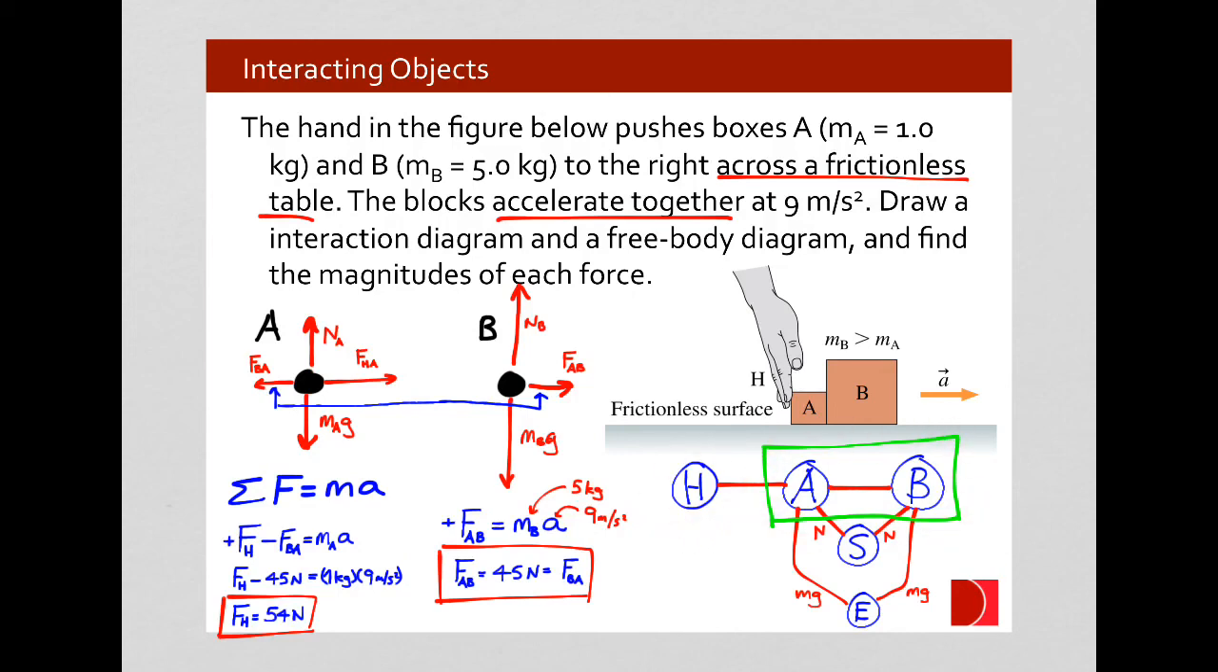If the total system has a total acceleration of 9 meters per second squared, and a total mass of 6 kilograms, then the external force would have to be 6 kilograms times 9 meters per second squared, which would be that 54 newtons. It's another way of checking our work.